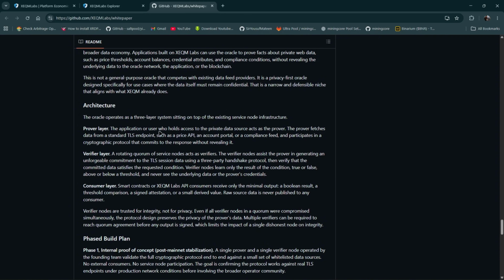The application or user who holds access to the private data source acts as the prover. The prover fetches data from a standard TLS endpoint such as a price API, an account portal, or a compliance feed, and participates in a cryptographic protocol that commits to the response without revealing it.